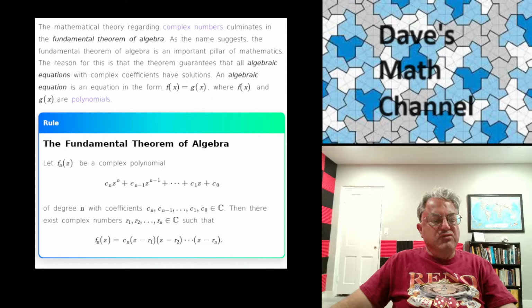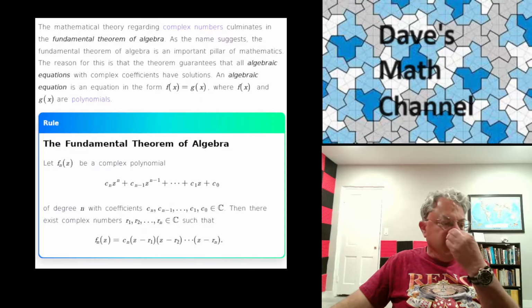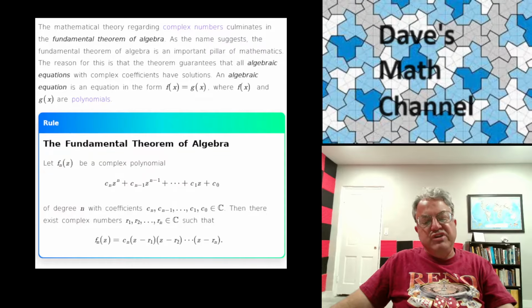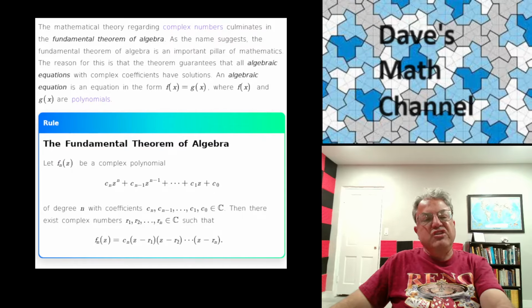For instance, the polynomial x squared plus 1 does not have any real roots. Its roots are plus or minus i. So its roots are complex, they're imaginary. But even if you had imaginary coefficients, these c's don't have to be real. They could be complex, arbitrary complex numbers. Even if that was the case, all your roots are still going to be complex.